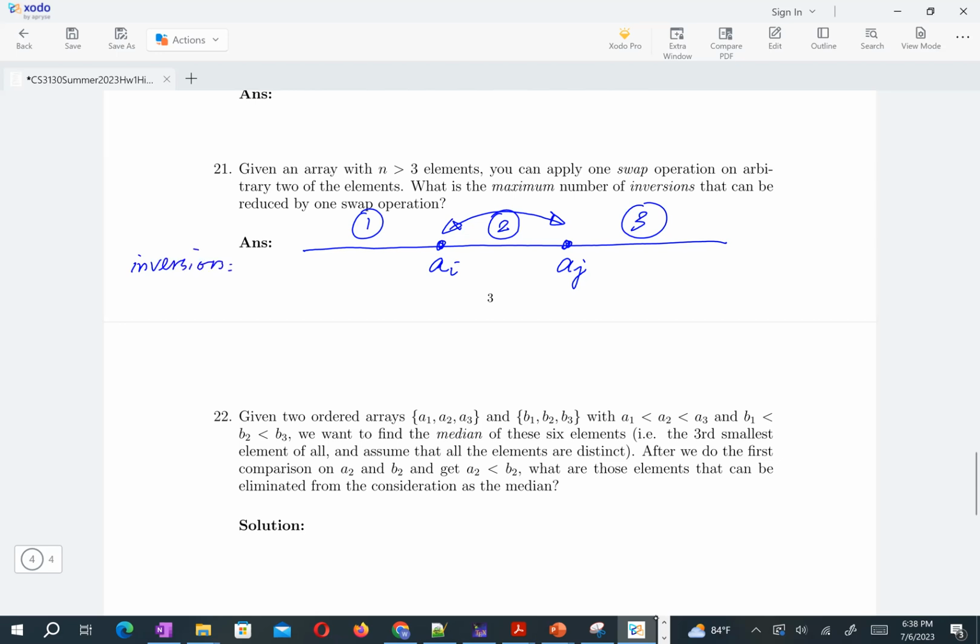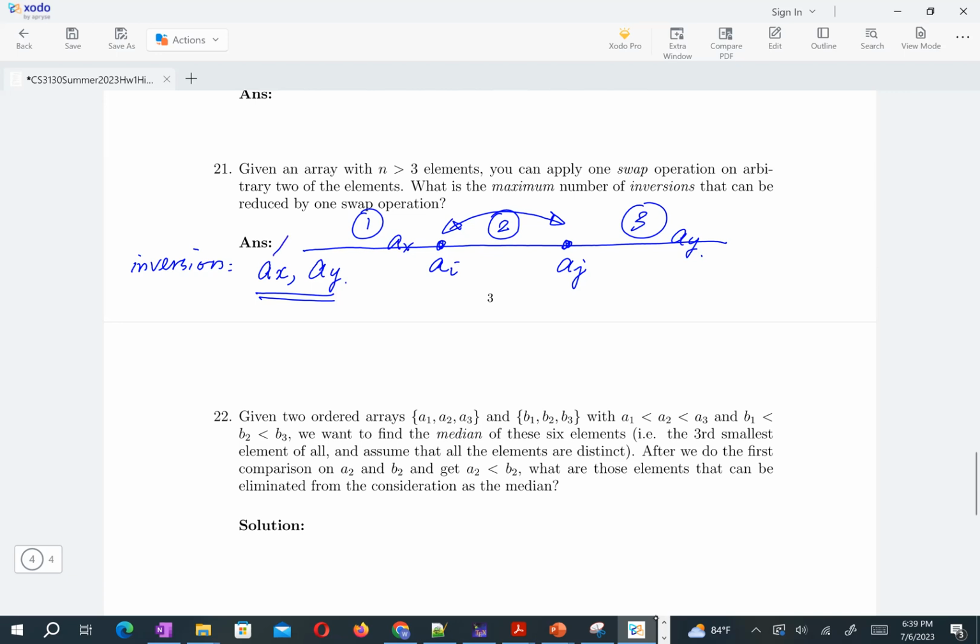For the number of inversions, we need to consider 2 elements, right? So inversion: A sub X and A sub Y. Look at if they form inversion. Think about if A sub X is here, A sub Y is there. When we do swap between A sub i, A sub j, does it impact this inversion? No, right? Doesn't matter, right?